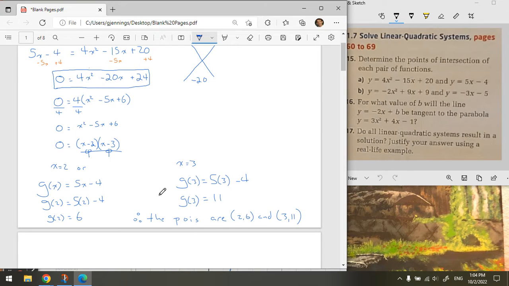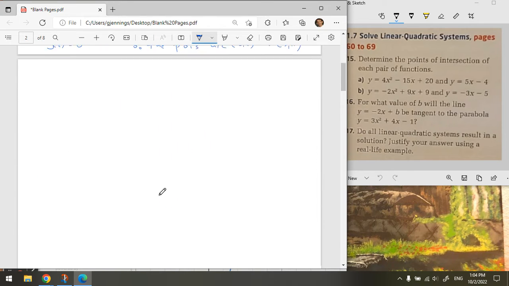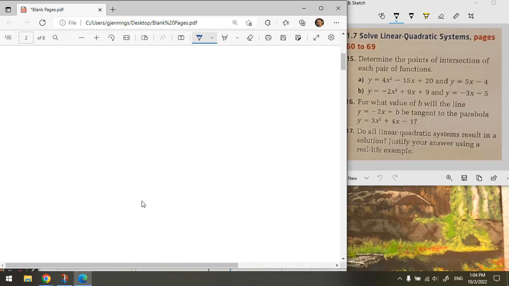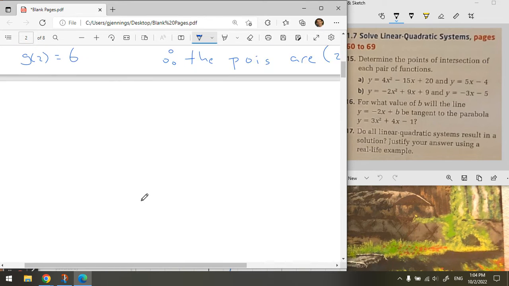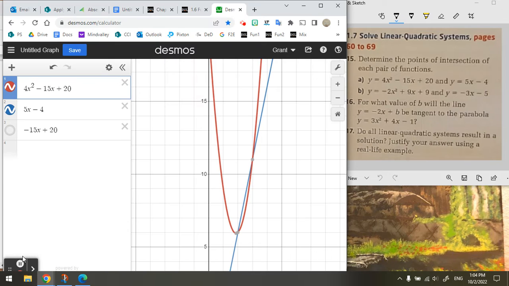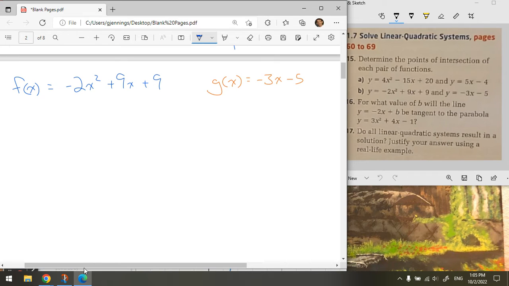B. All right. I have a feeling we're going to need the quadratic formula for this one. Okay. Let's zoom in a bit and let's get started. So I'm just going to copy out my stuff, spare you watching me. So we copied out the two functions. I put them in function notation because I always like to start with the line g of x is equal to f of x. Substitute in: minus 3x minus 5 is equal to negative 2x squared plus 9x plus 9.